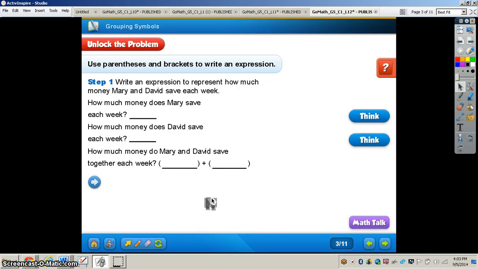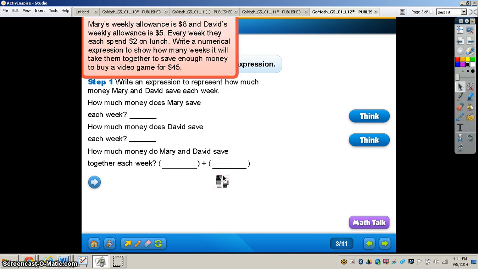Okay, now let's take a look at page 51, and we're going to unlock this problem. You can read over that problem. I'm not going to read it on the video for the sake of time. Let's take a look at Mary's allowance and how much she spends. We're going to underline that, and we're also going to circle David's weekly allowance and how much he spends. So let's first underline Mary's allowance, circle David's allowance, and also underline what they spend. Okay, so we see all that.